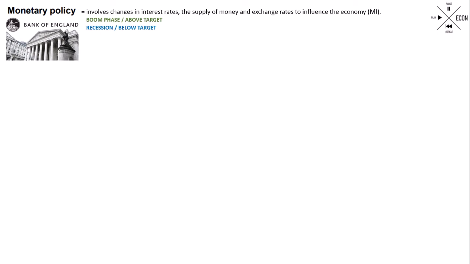In the UK, we've got a floating exchange rate system, so therefore we don't use or influence the exchange rate to control the economy. Obviously, I'm pretty sure you know that the Bank of England are responsible for monetary policy in the UK, in particular the Monetary Policy Committee. If there was a boom phase or a recession, see if you can remember what type of monetary policy would be implemented.